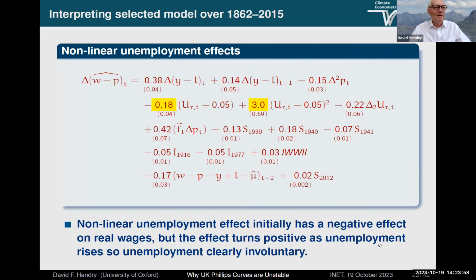Then we have the unemployment terms. And this is a non-linear unemployment effect. Now, notice we're having important nonlinear terms. We've got breaks. We've got many variables. And so the nonlinear term means that initially, unemployment has a negative effect on real wages, which is what you'd expect. Workers are losing bargaining power. But eventually it turns positive.